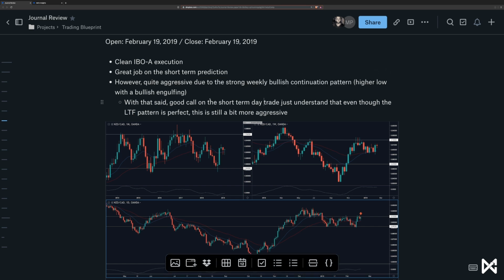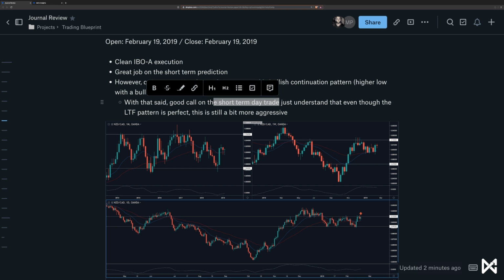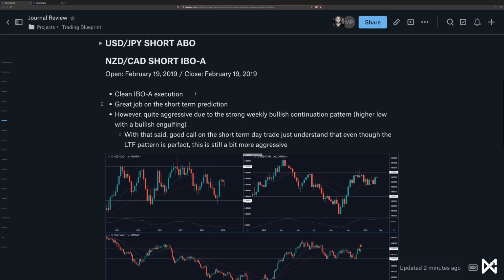With that said, good call on the short-term day trade, because that is exactly what you should be doing. If you're taking a position, it should not be down to the previous daily lows or any further down. It should only be a quick day trade because of that weekly time frame, right? But I also said, understand that even though the lower time frame pattern is perfect, it's still a little bit more aggressive. So if you want to be more on the conservative side, this is a trade to potentially avoid. But either way, good lower time frames, good one-to-one, good execution, a little bit more aggressive because of the weekly.